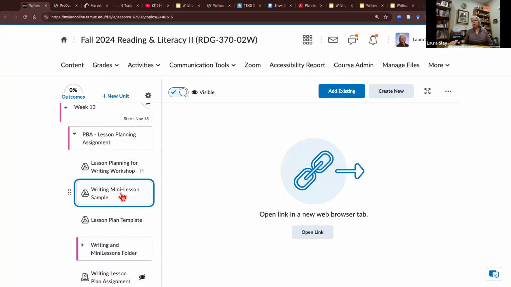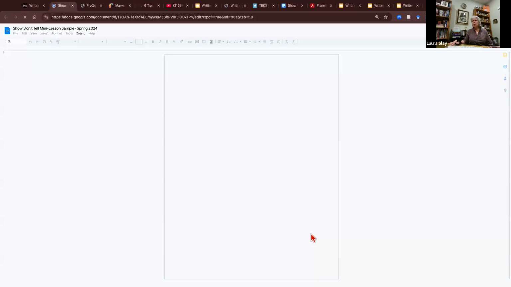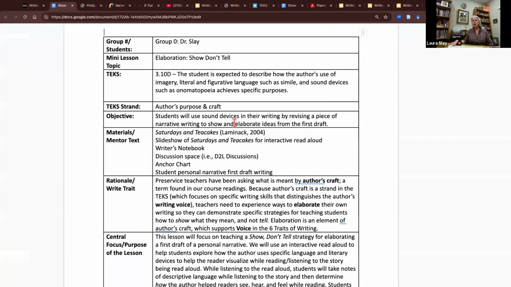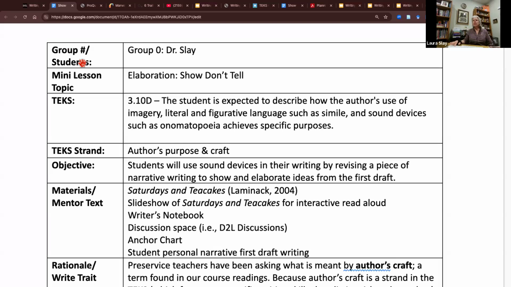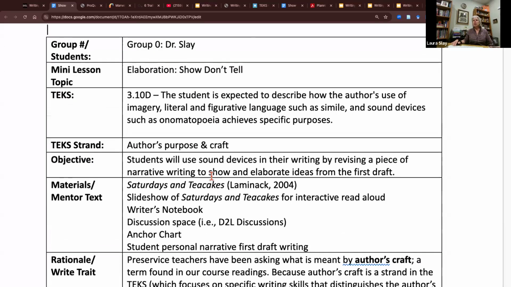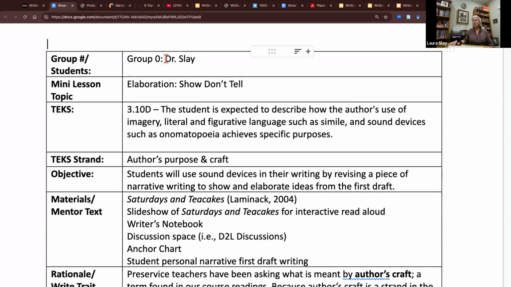So here's a sample of it. I'm going to open this up, try to make this nice and big so we can all see this. Okay, so your template's going to look a little bit like this. And you're going to start by, of course, putting your name. You're not working in groups for this particular task. So you're just going to write your name. So you don't need a group number.